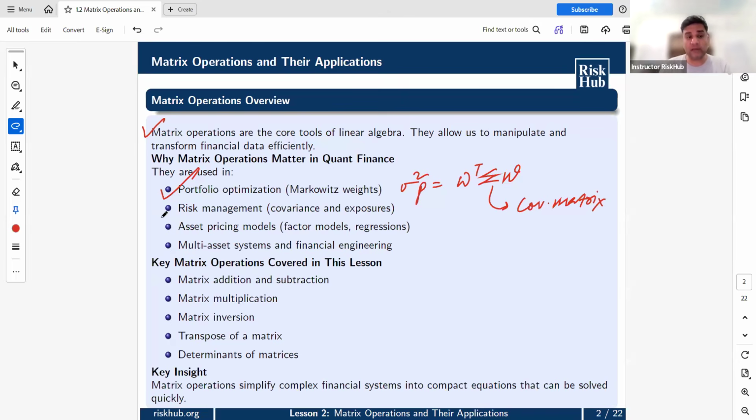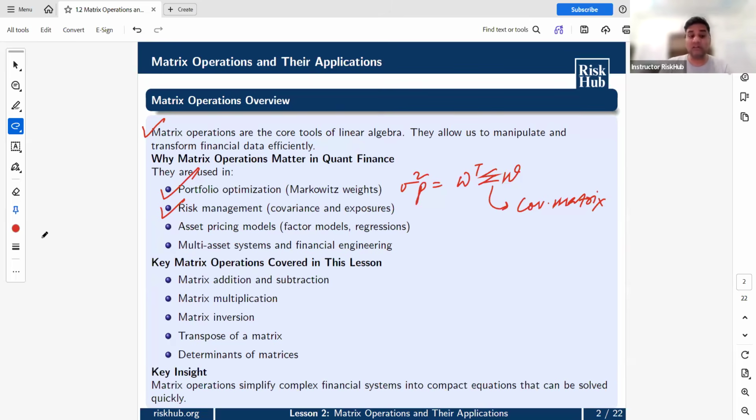Okay, then we talk about risk management. When you look at risk management, please understand, imagine a bank holding equities, bonds, swaps, FX, commodities, options, thousands of positions. The risk manager needs to know the total exposure, concentration, factor sensitivity, correlations, and contagion effects. All this becomes possible because matrices compress the entire risk universe. For example, we have covariance matrices, correlation matrices, sensitivity matrices, stress scenario matrices. Even VaR systems are essentially matrix operations running repeatedly.